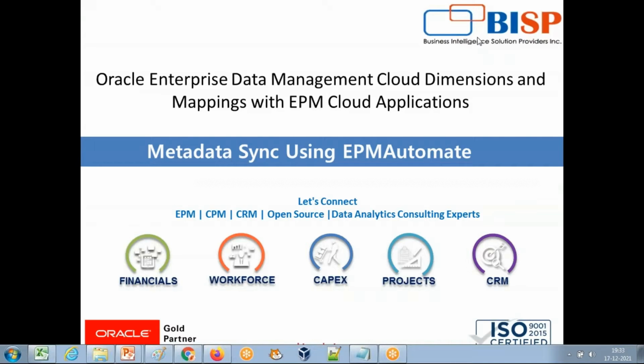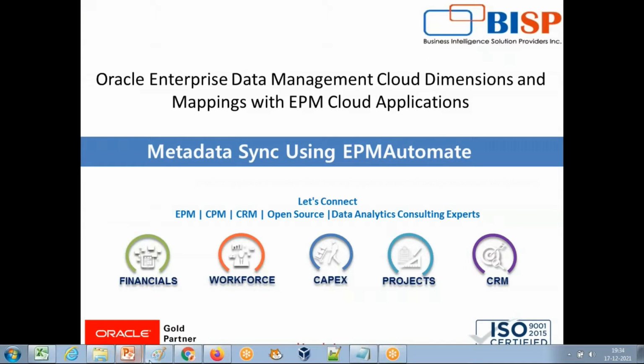How do you sync your dimension from EDMCS to your planning application? It could be planning, or it could be FCCS, any one of them. In today's example, I've taken the enterprise planning application, or planning module, and I'm going to sync the product dimension from EDMCS to planning using EPMAutomate. So this does not require any human intervention. You can schedule this as well, so the sync takes place automatically.